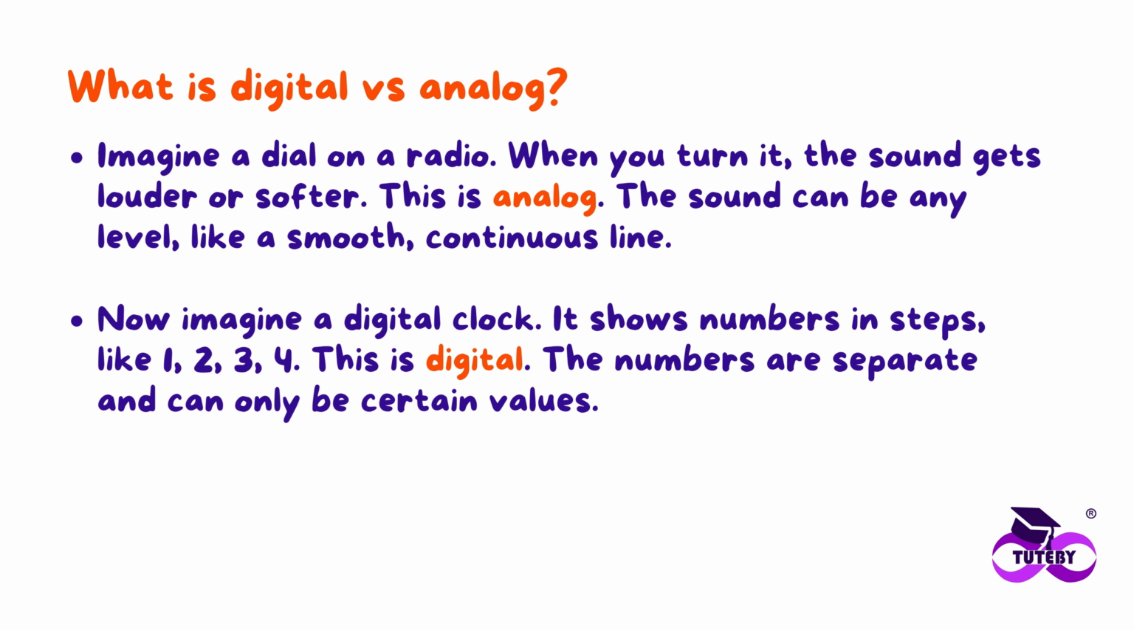Imagine a dial on a radio. When you turn it, the sound gets louder or softer. This is analog. The sound can be any level, like a smooth, continuous line. Now imagine a digital clock. It shows numbers in steps, like 1, 2, 3, 4. This is digital. The numbers are separate and can only be certain values.